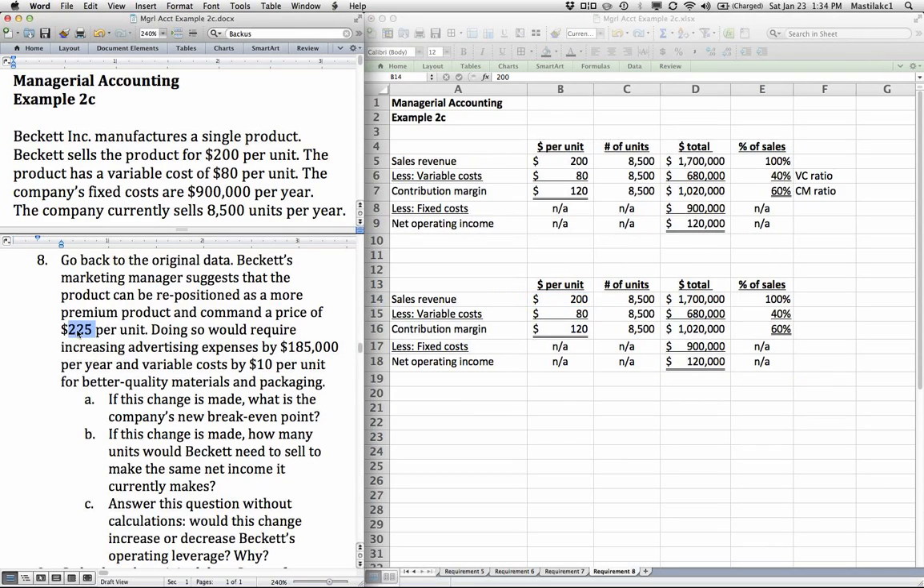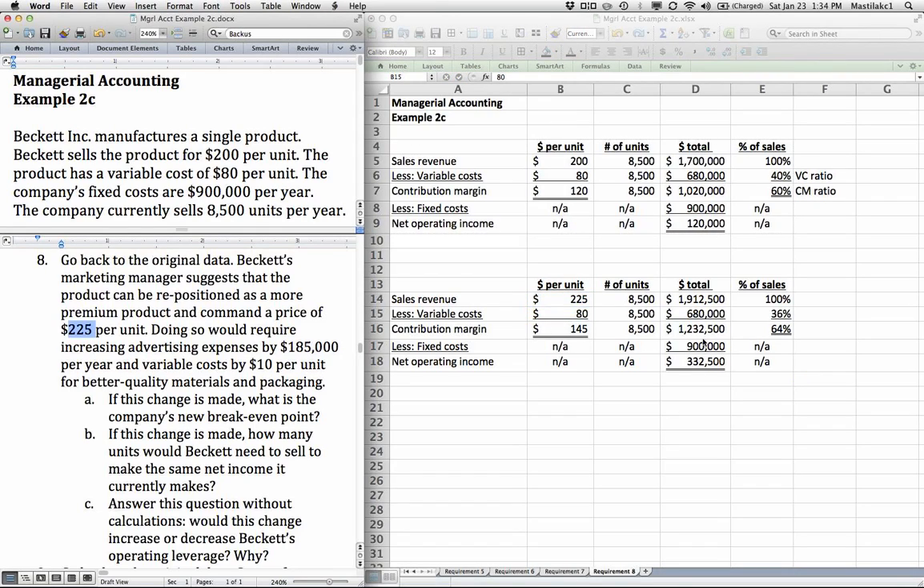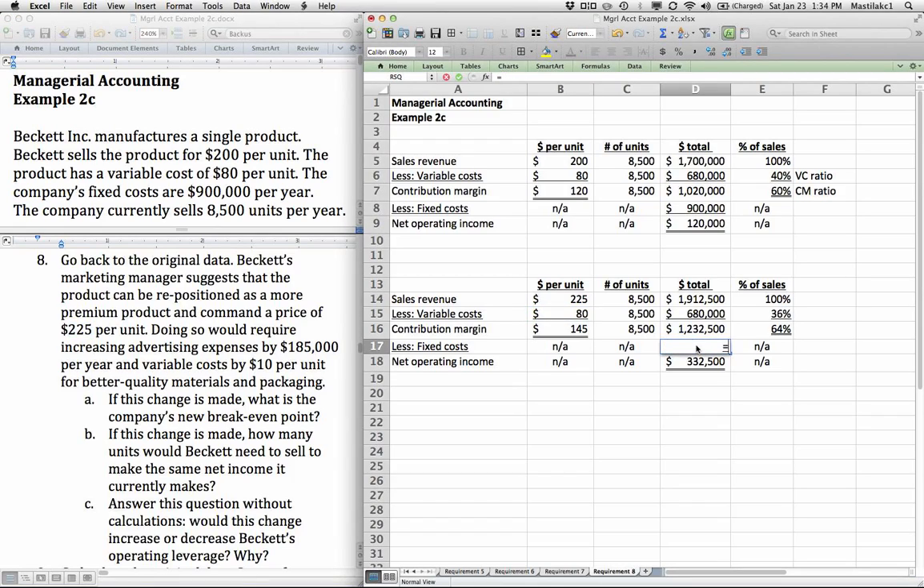Our first change is a change of revenue to $225 per unit. Our second change is an increase in fixed cost of $185,000 per year. So we can increase our fixed cost from $900,000 to $1,085,000, and we're going to increase our variable costs by $10 per unit.